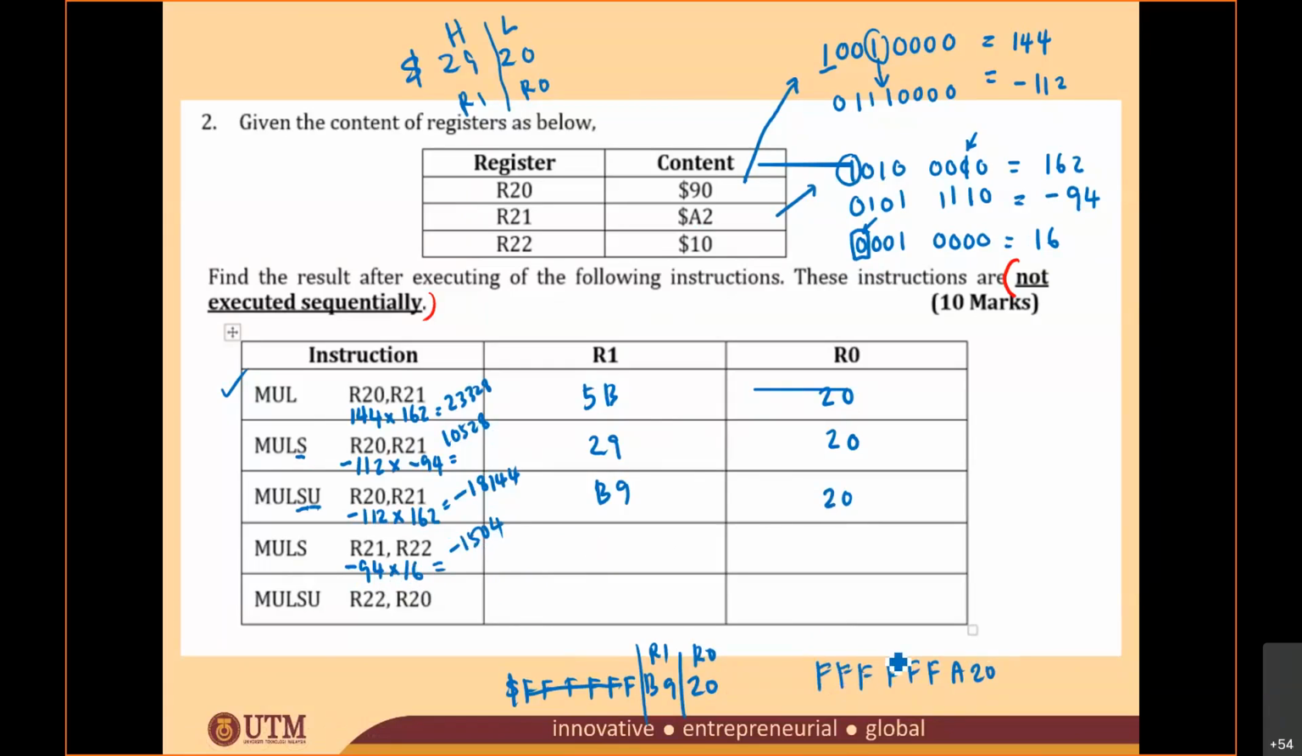Now we're going to figure out which value will go to R0 and R1, starting from right to the left. So this goes to your R0, and this one goes to your R1. So the answer is FA20. If you put 0A20, your answer will be wrong. It's supposed to be FA20.